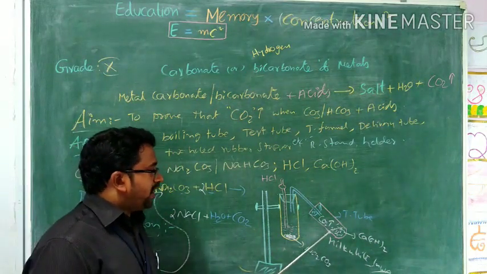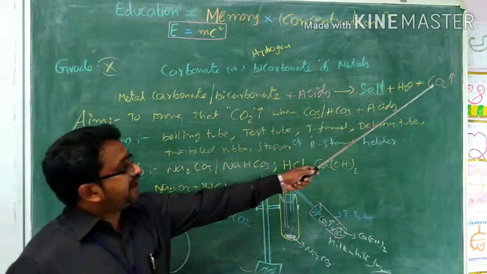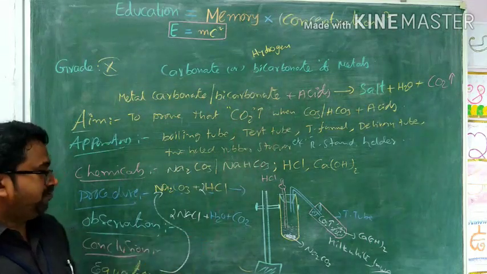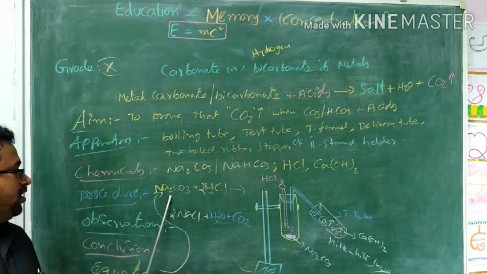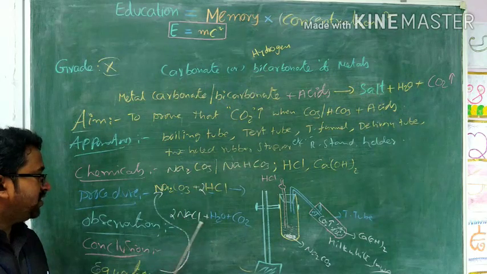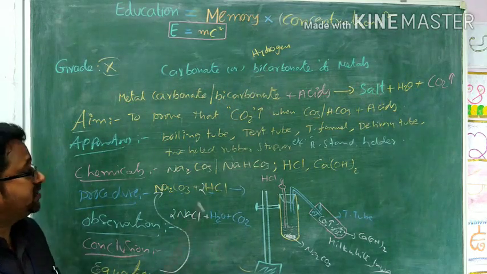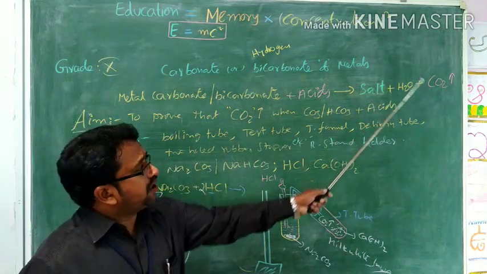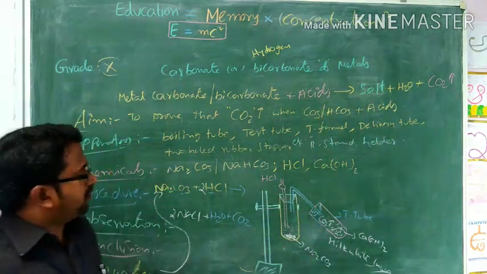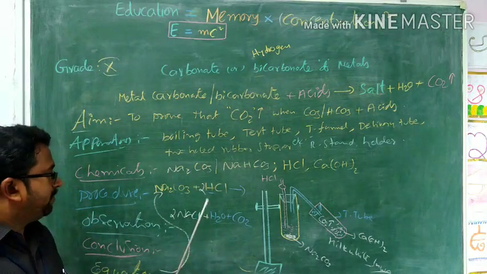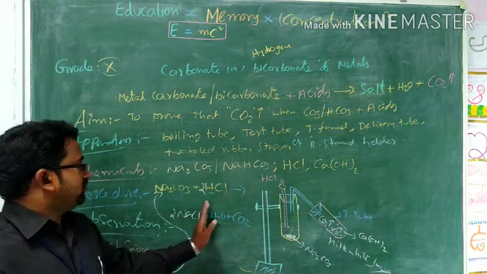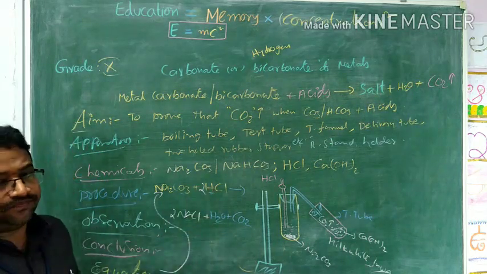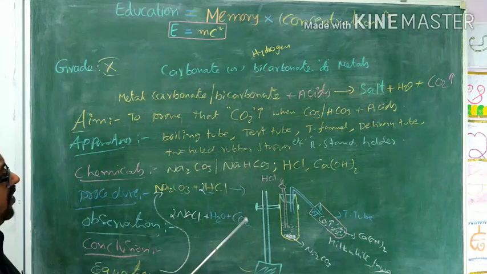So from this, I conclude that carbon dioxide gas is evolved when carbonates or bicarbonates react with acids. The equation: Na2CO3 + HCl gives NaCl, water and carbon dioxide. While you are writing this equation, the general equation is important. These two are common: H2O and CO2. So write H2O and CO2 directly. When you write H2O and CO2, the rest, the salt, we can identify. So like that you can write different equations.